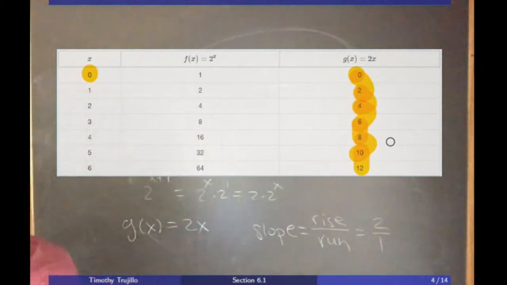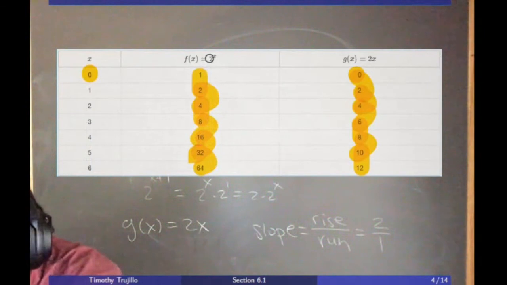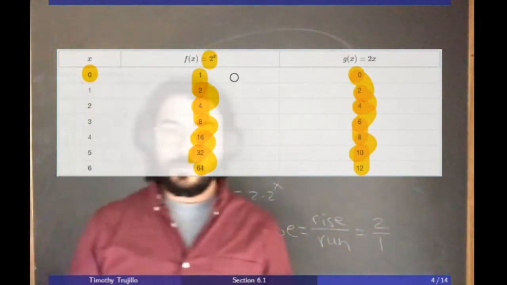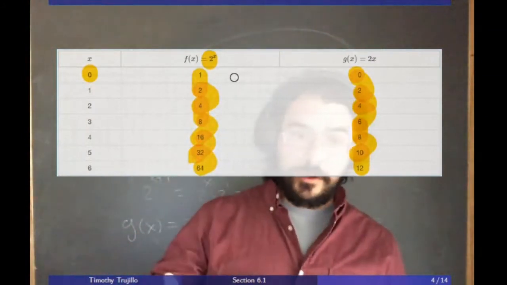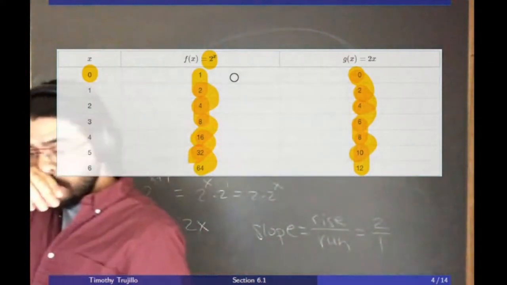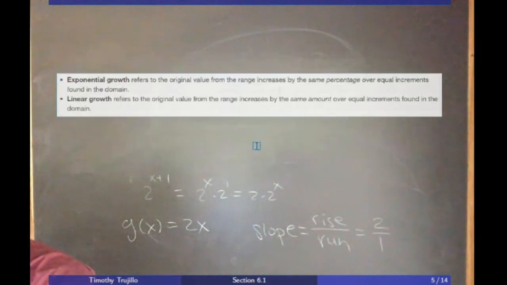And you can see that in this picture here. We multiply by 2. There's that multiplicative factor, 2, 2, 2, 2, and 2. And so this 2 that you're seeing here is called the base, and that's the factor that we're multiplying by. So for linear growth, for equal increments, you increase by the same y value. And for exponential growth, as you increase for equal increments, you multiply by this base factor.